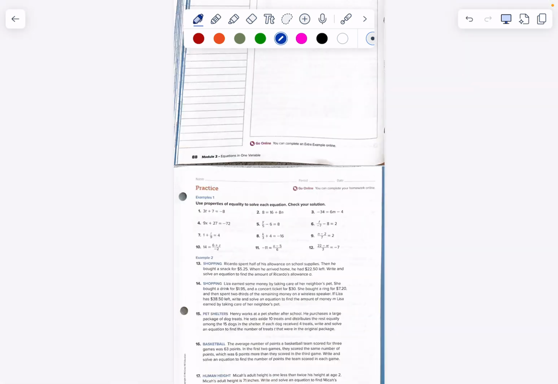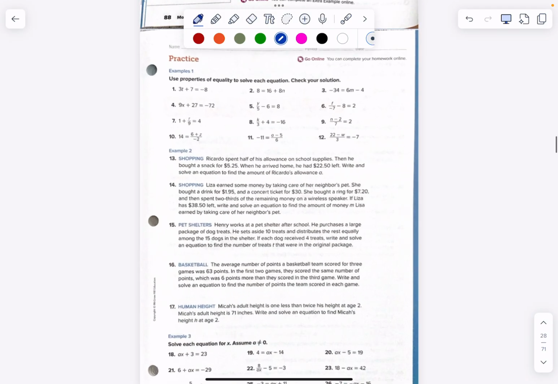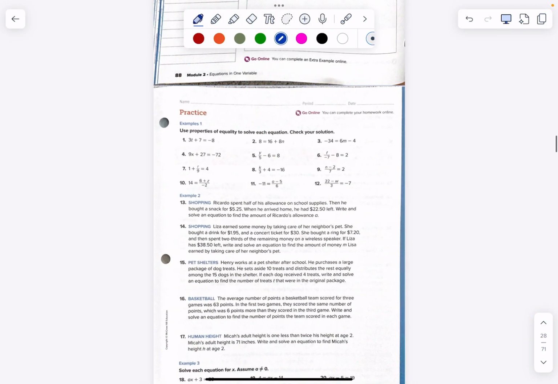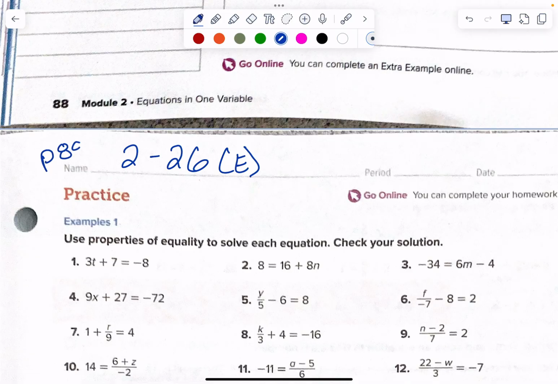Okay, let's have you do, let's see, that's example 2, example 3. Oh my gosh, we're going to be all on one page. Let's have you do 2 through 26 evens. We'll make it short, kind of. It's only the first page, only the first side. Page 89, 2 through 26 evens.